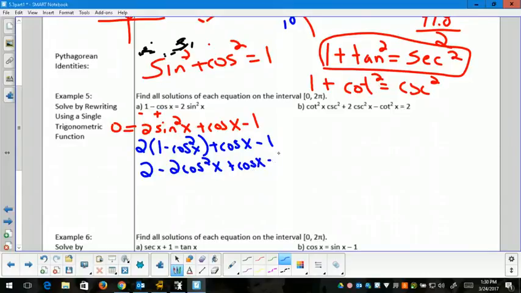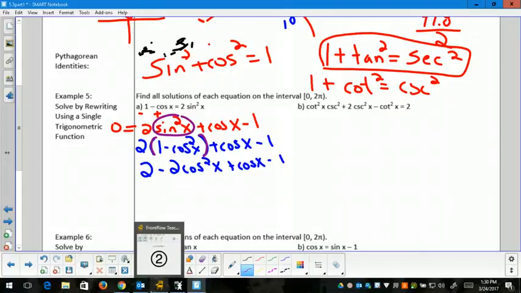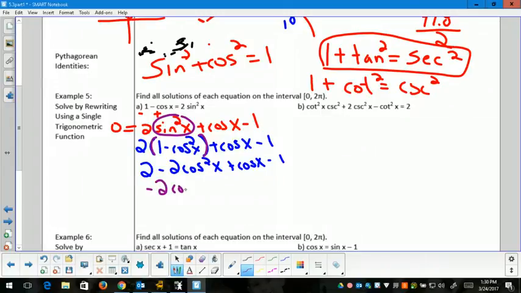Should that be a sine squared? No. Cosine squared? It was a sine squared. By using the Pythagorean identity, I've just made that 1 minus cosine squared, so that I can get everything in terms of one trig function. So now the 2 minus 1 is 1. And I have negative 2 cosine squared x plus cosine x plus 1, because I have my 2 and my minus 1.